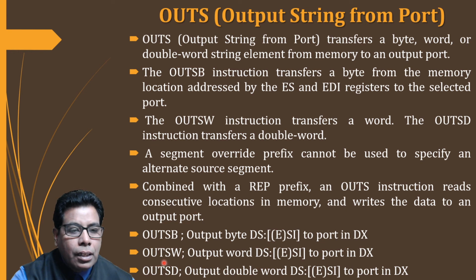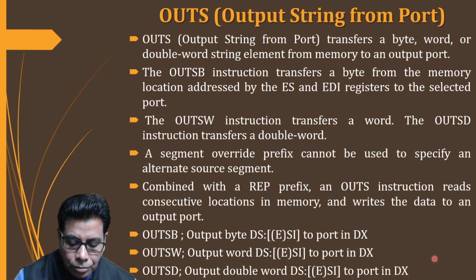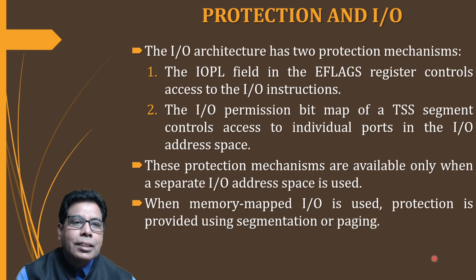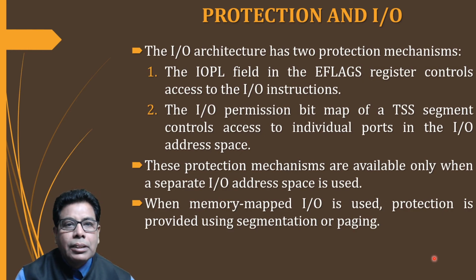Then OUTSW will transfer 16-bit data from this memory location to the port in DX. That is the port specified by the address in DX. And OUTSD will output a double word or 32-bit data from this memory location to the port in DX. Then the last part is the protection and IO.